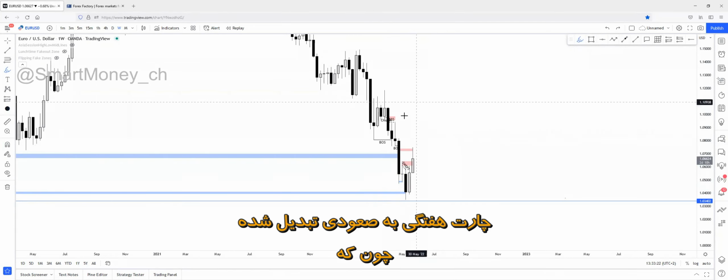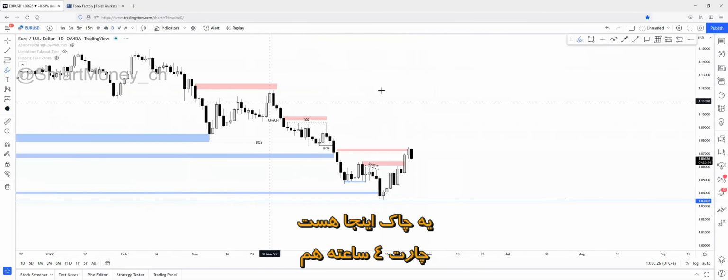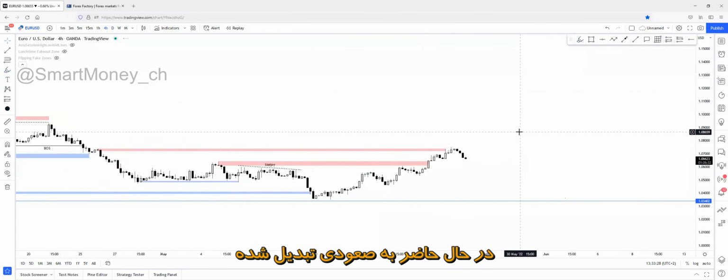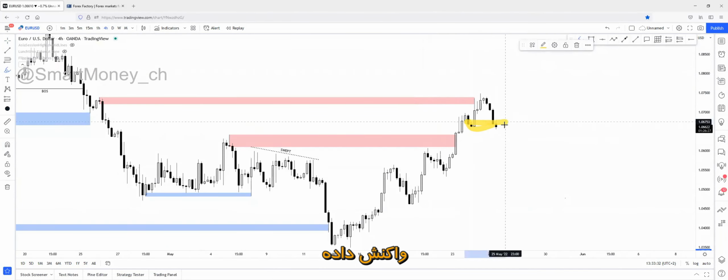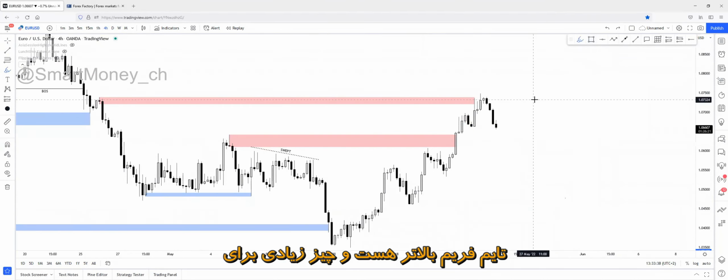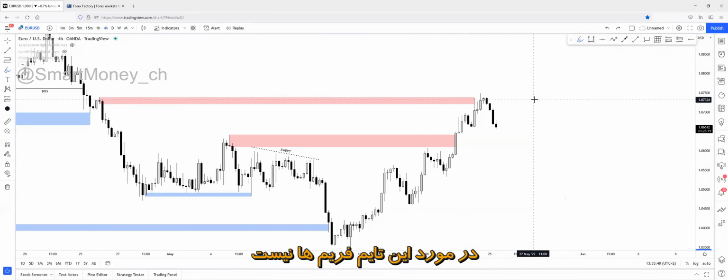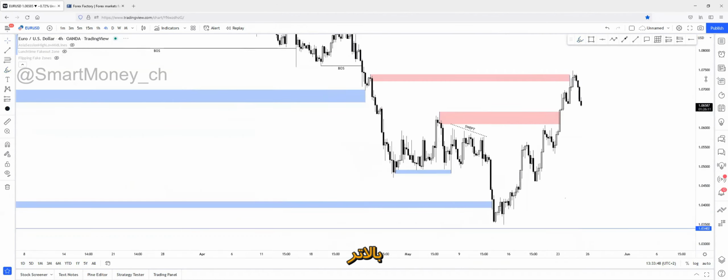Weekly has turned bullish because there was a change of character. Daily has turned bullish because there was a change of character. 4 hour is currently bullish because price is reacting on this demand zone, as you can see. And basically, that's all about the higher time frames. There's nothing much to say about them because you can clearly identify that the controlling side of the price is bullish right now, and price is going up, up, up.